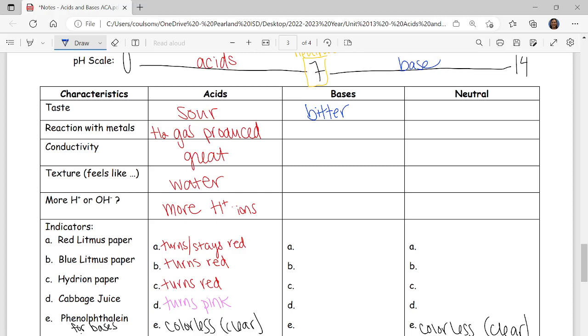Okay, bases are not going to react with metals. In general, it's going to be no reaction.